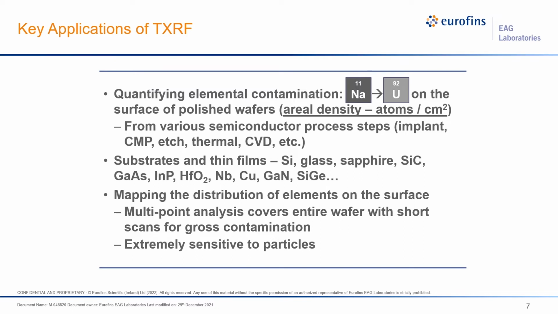And with the substrates and thin films, we're no longer limited to just silicon, as many instruments were in the past. We can analyze glass, sapphire, silicon carbide, gallium arsenide, indium phosphide, just about any substrate there is. And we can also look at many thin films on the substrate, such as hafnium oxide, niobium, gallium nitride. And it doesn't matter if the thin films are amorphous, polycrystalline, or epitaxial.